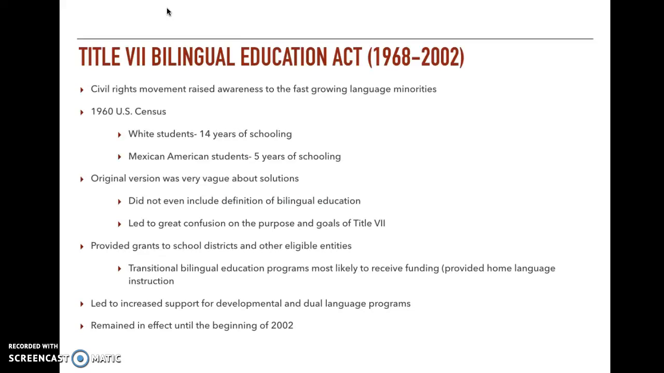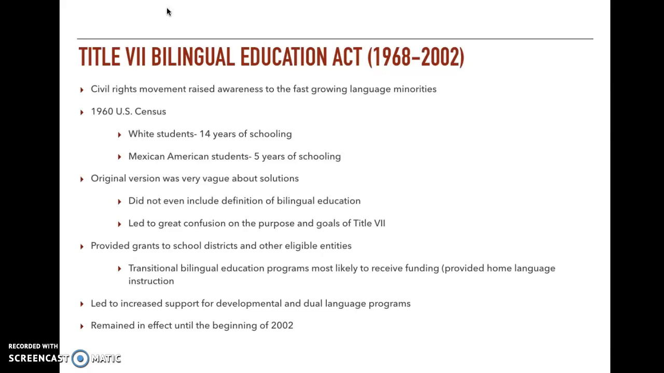The Bilingual Education Act. The Civil Rights Movement, which ended in 1968, led educators and policymakers to see the needs of the rapidly growing language minority student population. The 1960 census pointed out a high dropout rate among Mexican American students, who only attended an average of 5 years of school. On the other hand, white students completed an average of 14 years.